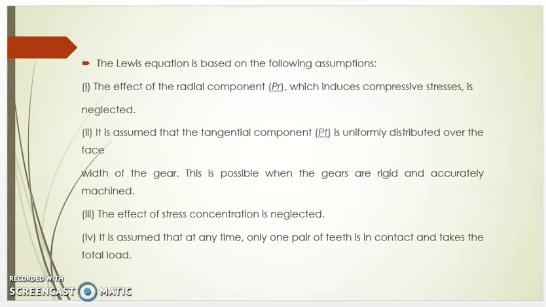The Lewis equation is based on the following assumptions. The effect of the radial component PR, which induces compressive stresses, is neglected. It is assumed that the tangential component PT is uniformly distributed over the face width of the gear. This is possible when the gears are rigid and accurately machined. The effect of stress concentration is neglected. Fourth, it is assumed that at any time only one pair of teeth is in contact and takes the total load.